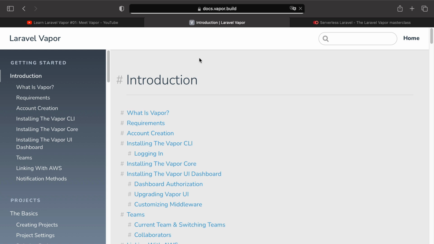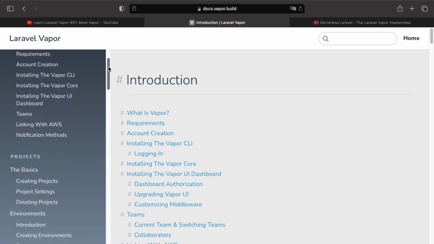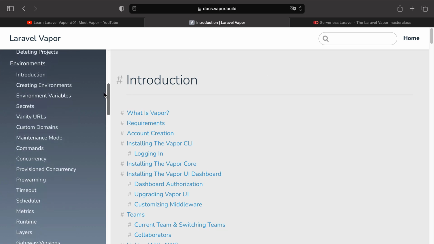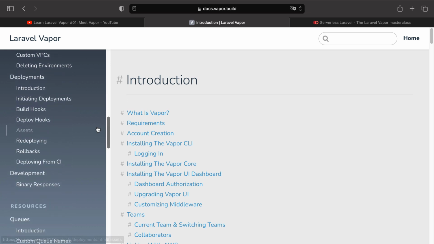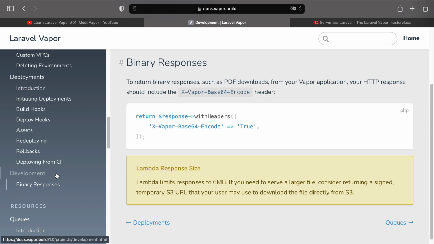Now, by scrolling our documentation, you will find multiple topics that are not covered in our Vapor video series. In addition, if you are facing a problem, there is a high chance that the solution is within these docs. Again, even if you are an expert on Vapor and serverless, we highly recommend you take a look at our documentation, as you may learn a few things in the middle.